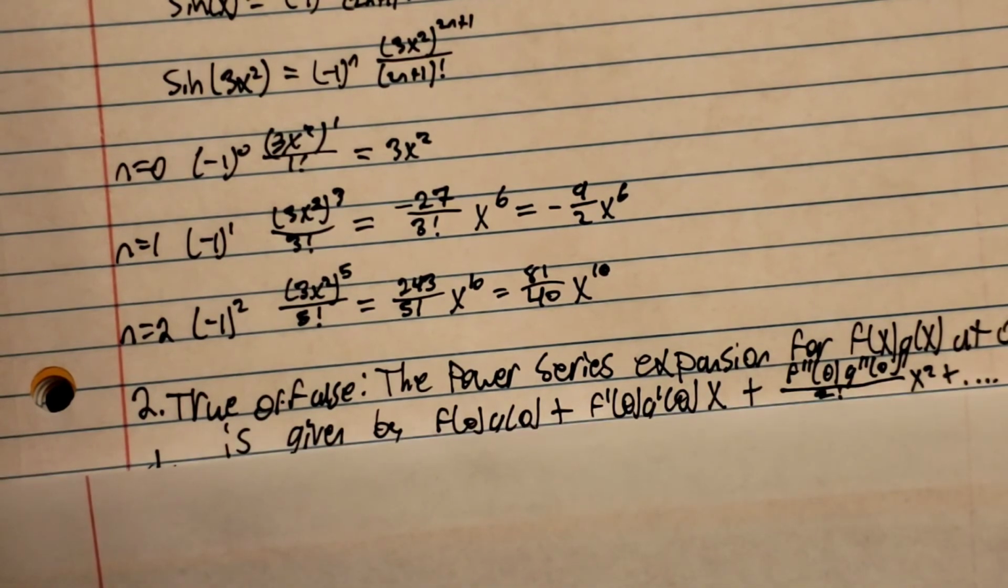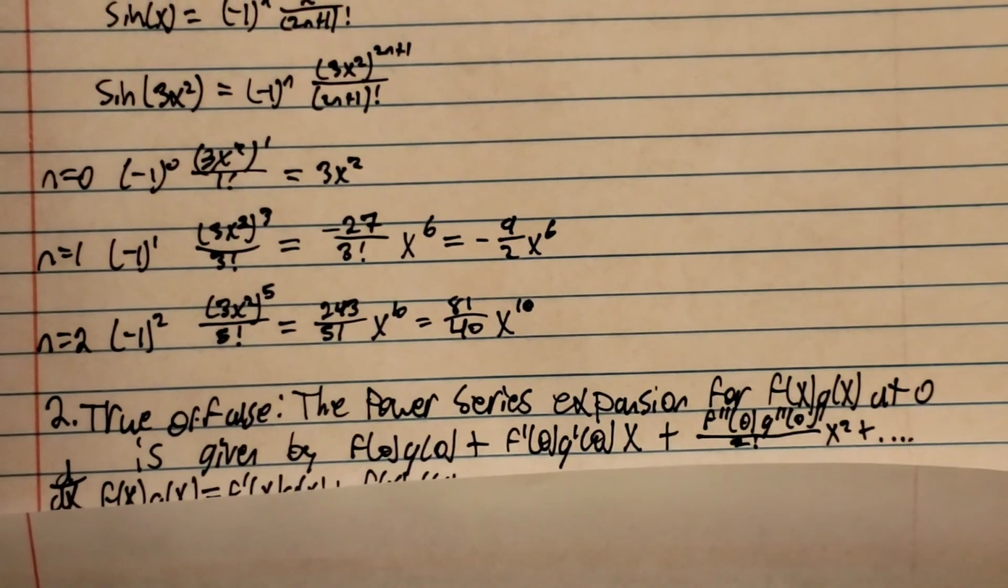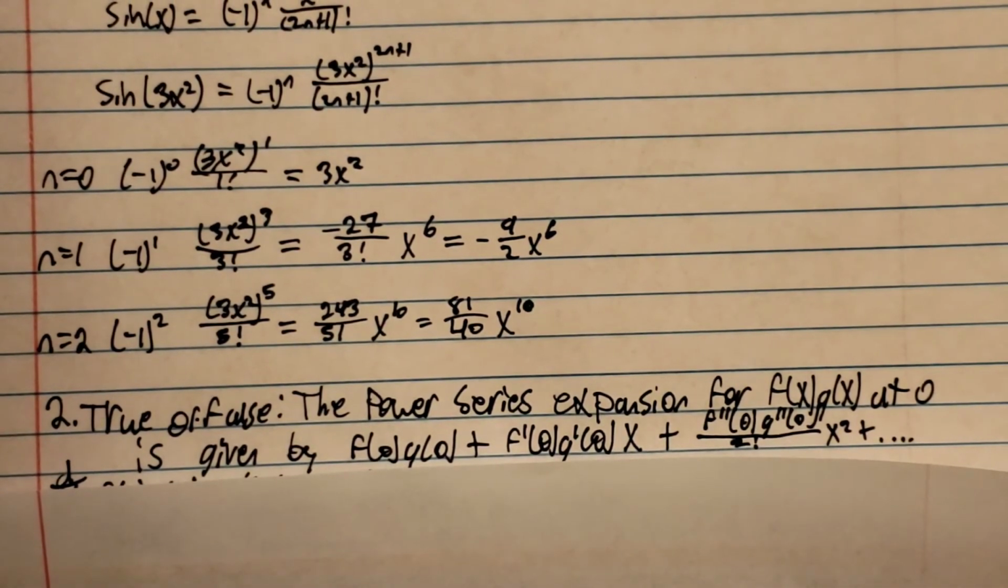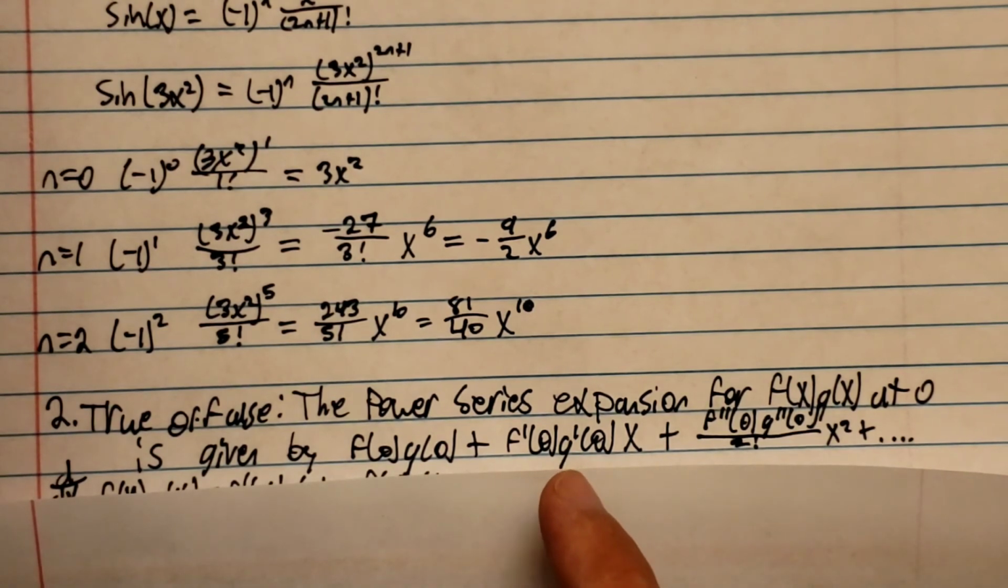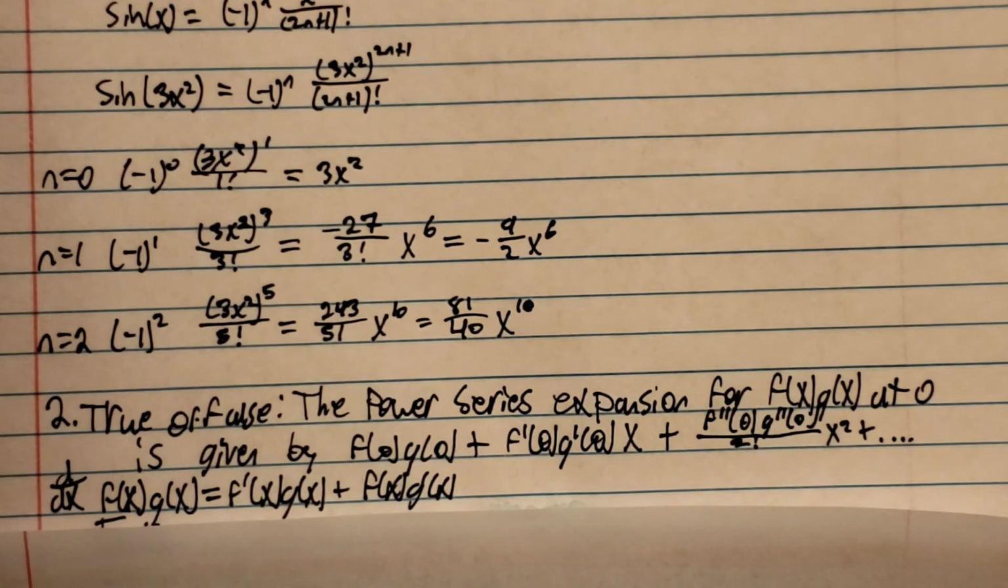True or false? The power series expansion for f of x times g of x at 0 is given by f of 0 times g of 0 plus f prime of 0 times g prime of 0 times x, and then so on and so forth. Well, this right here would be the derivative. Well, we know when you take the derivative of something and it's like two functions next to each other, then you have to use the product rule.